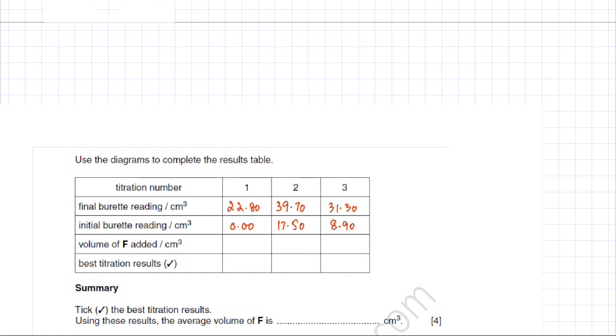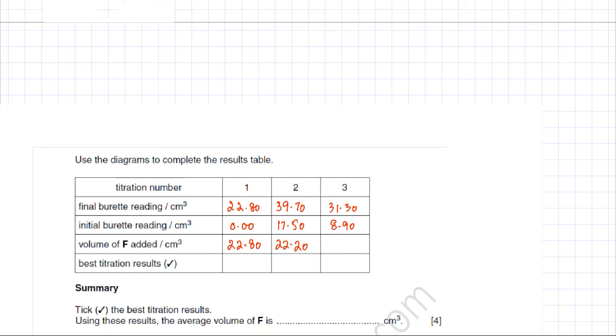So for the first titration, the answer is going to be 22.80 cm³. Moving to the second titration, it's going to be the difference between these two values, the final and the initial. So using my calculator, it's 39.70 minus 17.50, and the answer that I'm getting is 22.20 cm³.